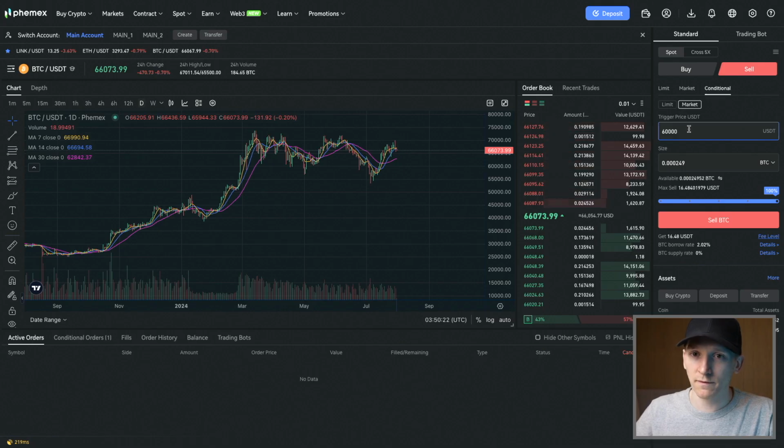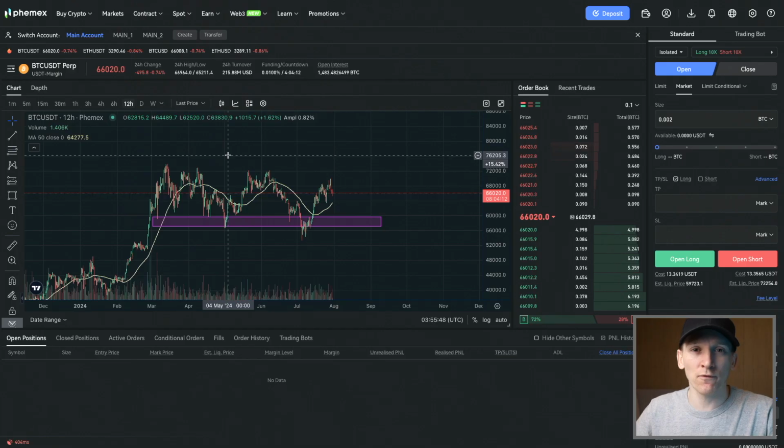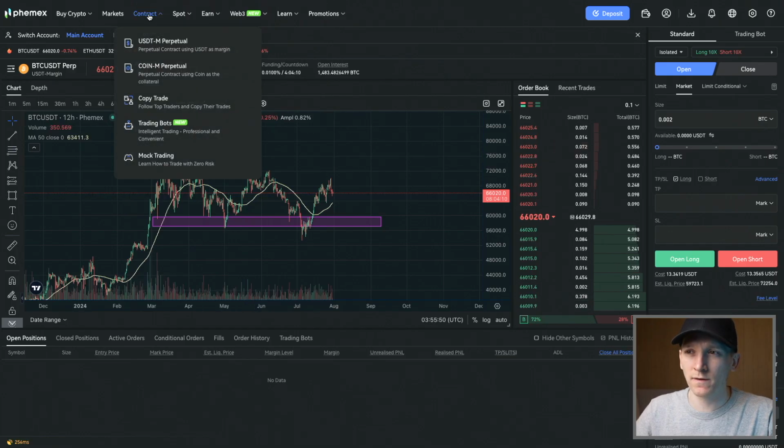So that's conditional orders. Now we'll look at trading in the futures market on Phemex, or what they call contracts. You can see here USDT-M and Coin-M. These mean USDT margined and coin margined. These are known as perpetual futures, or perps. You see them traded on most crypto exchanges. These are really for short-term trading or for hedging of your portfolio.